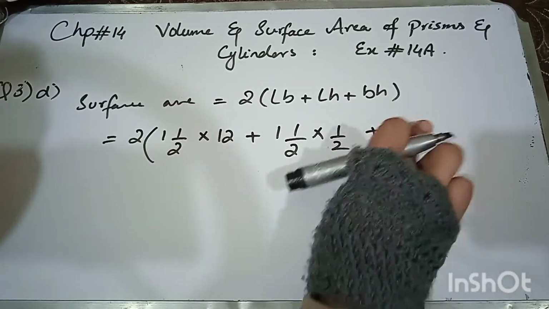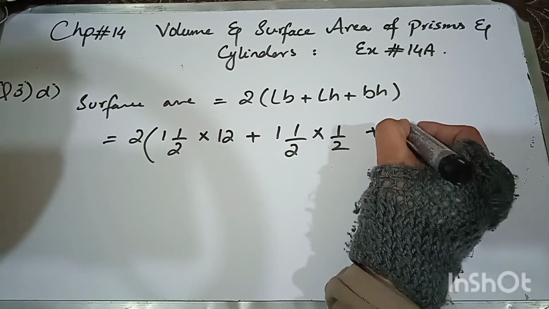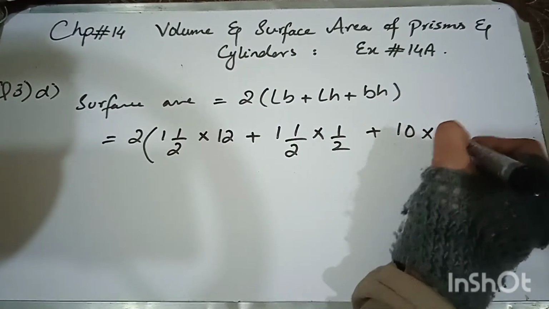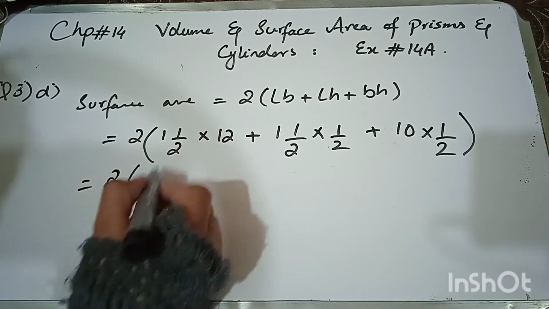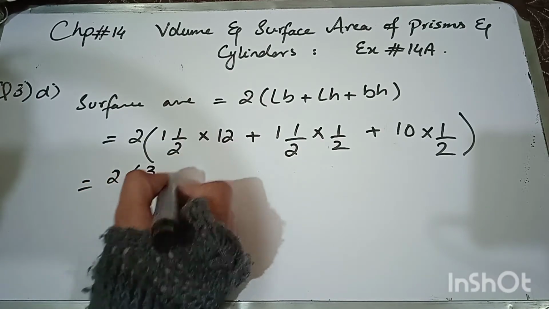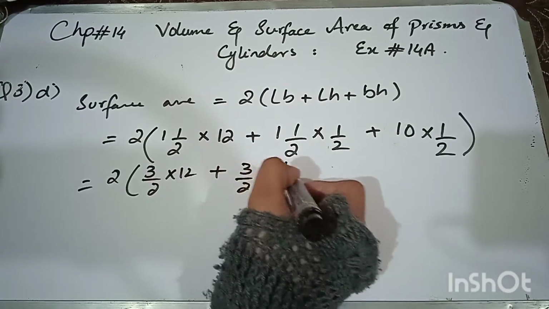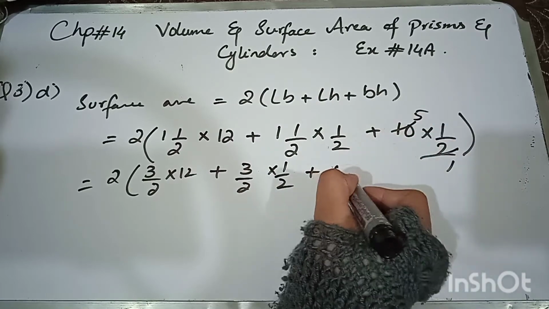So denote 1 whole 1 by 2. Breadth we have 1 by, breadth is 10 and height is 1 by 2. ठीक है. So अब मिक्स फॉर्म सोल्व कर लेते हैं. 2 into 2 1s are 2 plus 1 is 3 by 2 into 12 plus 3 by 2 into 1 by 2 plus 2 1s are 2, 2 5s are 10. So 5 1s are 5.